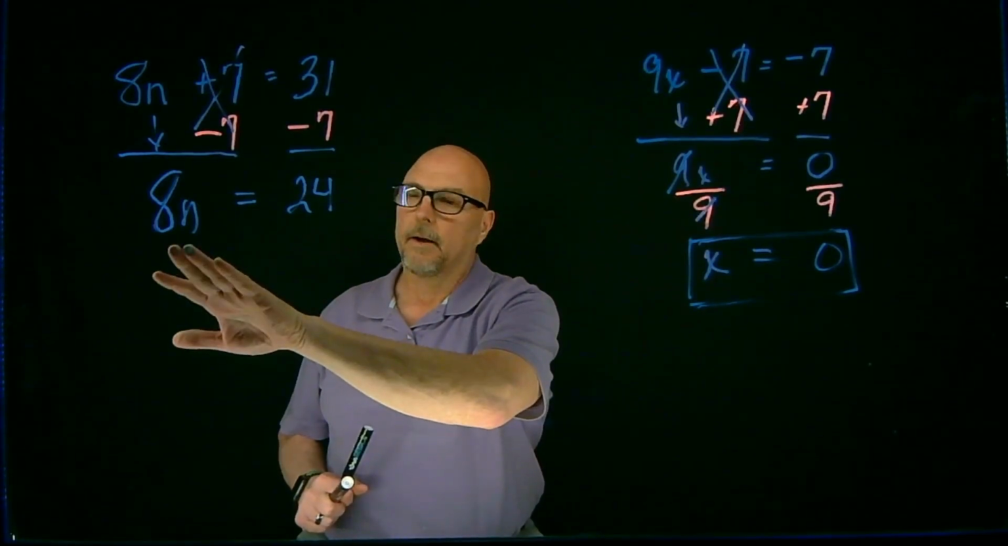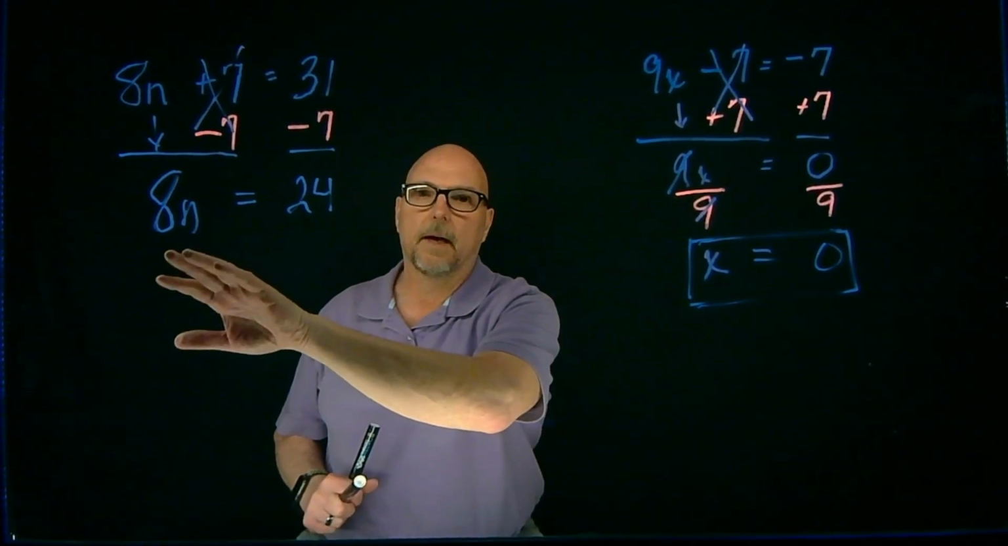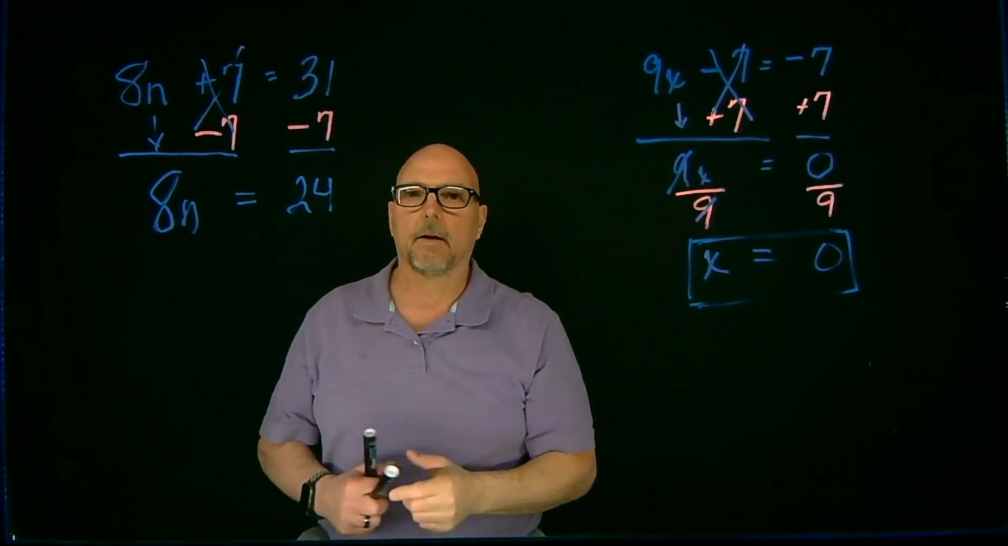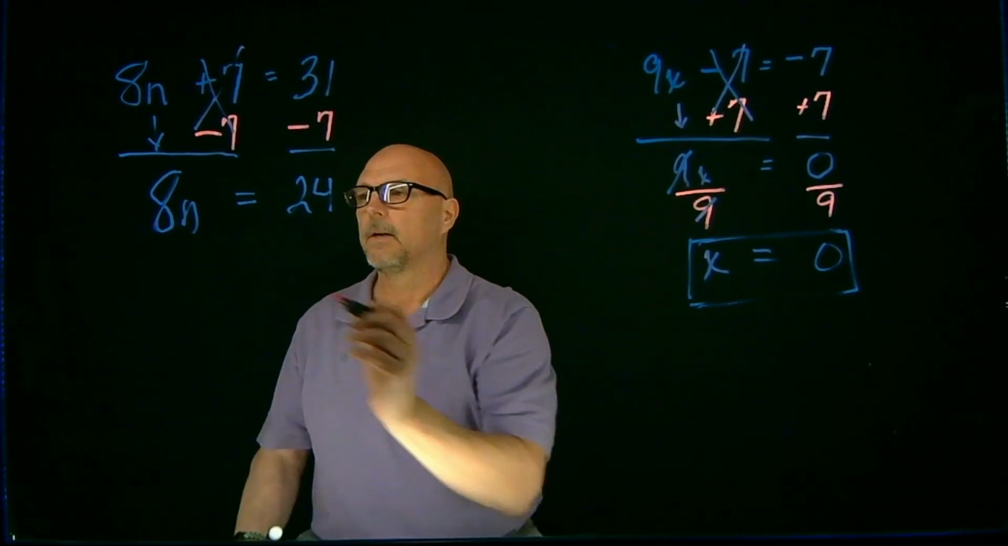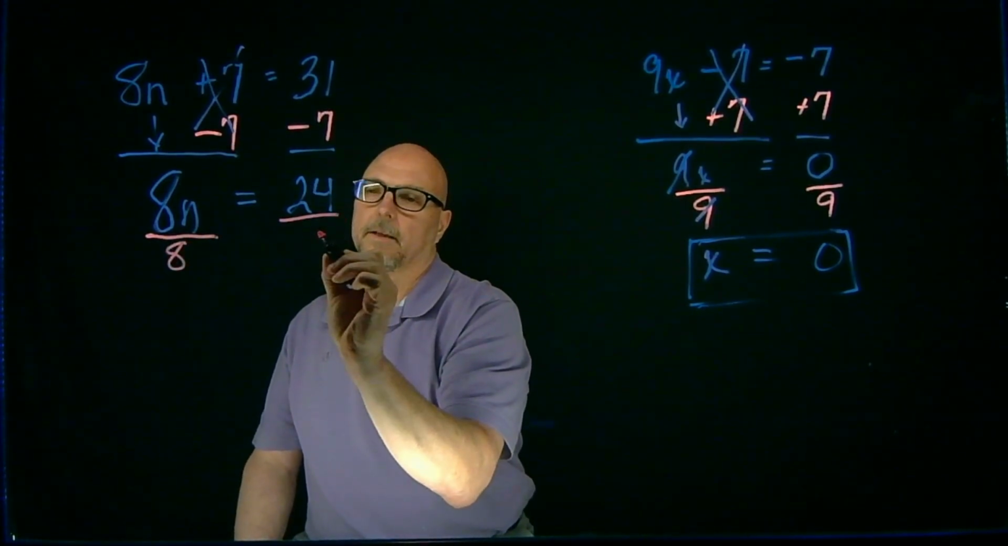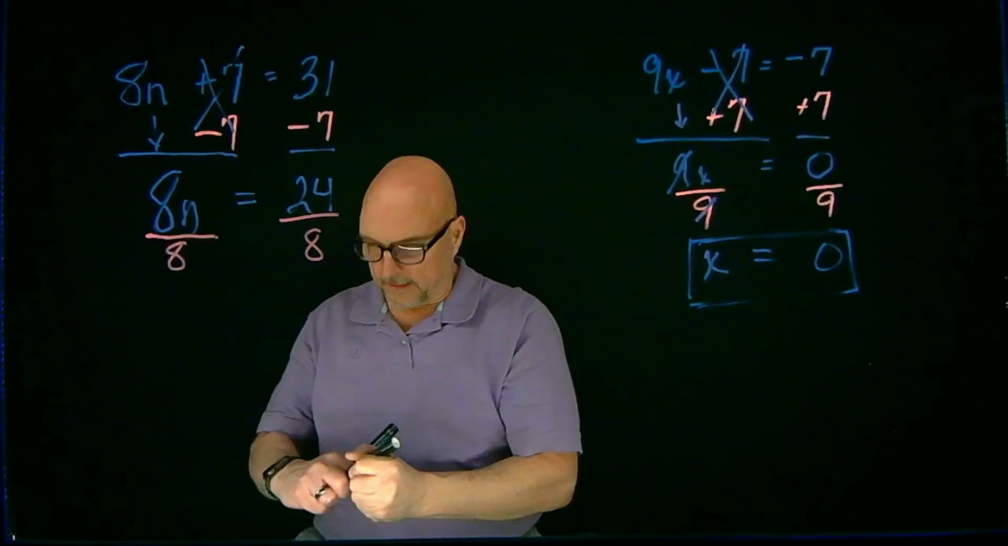But now, I have the n term isolated, the variable term, but it's being multiplied by an 8. So how do you undo multiply by 8? Well, you divide by 8. So that is divide by 8 on both sides.